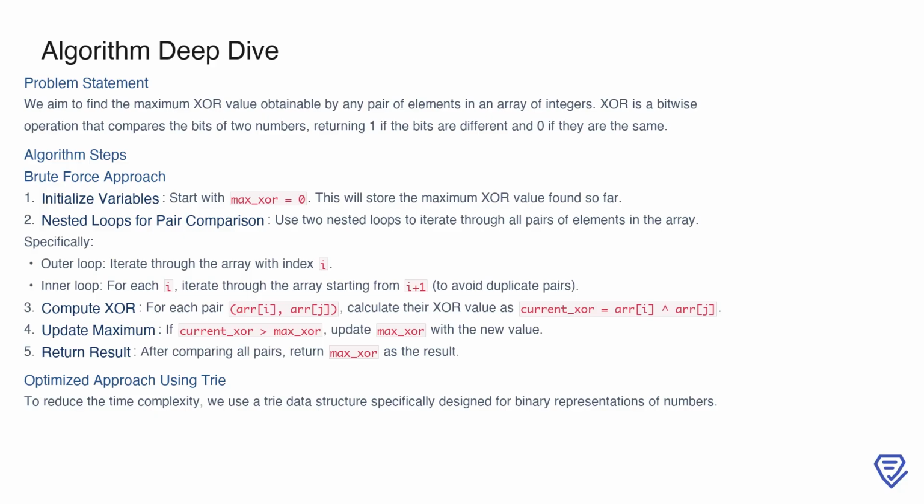While this method is straightforward, it's inefficient for large arrays due to its time complexity of O(n²). To improve performance, we turn to an optimized approach using a data structure called a trie, which is specifically suited for working with binary representations of numbers.